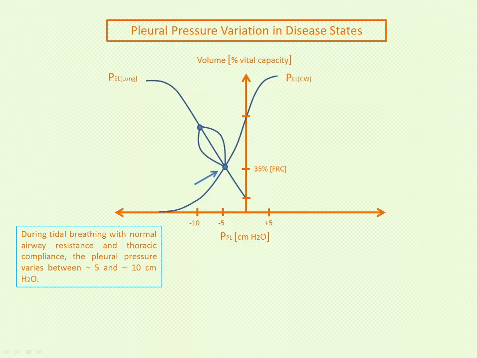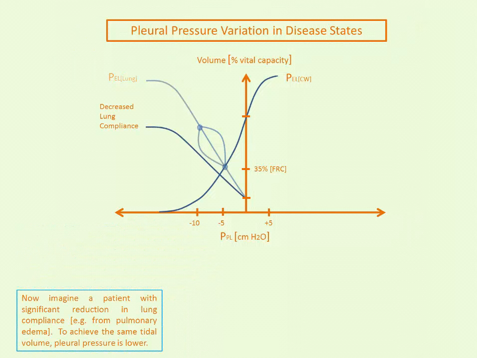So during normal tidal breathing, airway resistance and thoracic compliance, the pleural pressure varies between about 5 and 10 below atmospheric pressure. So if you just take a deep breath in, you would follow the curve, increase in volume, and you'd go from FRC to your new lung volume.